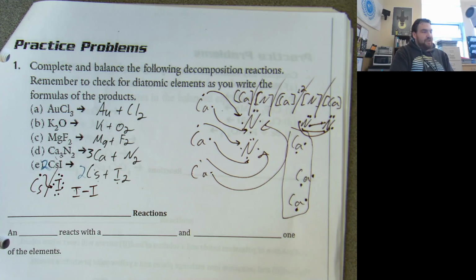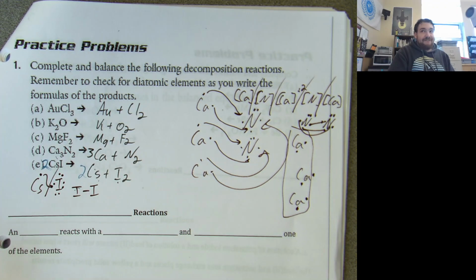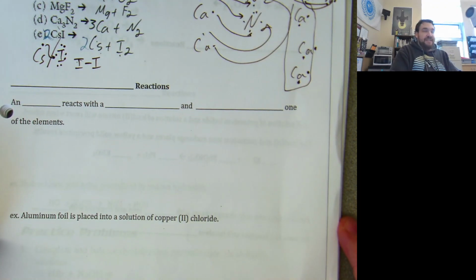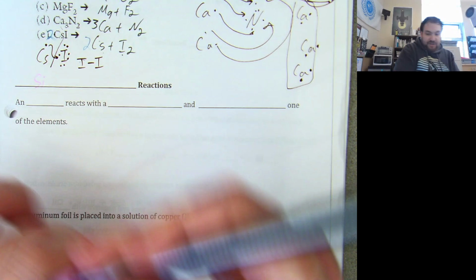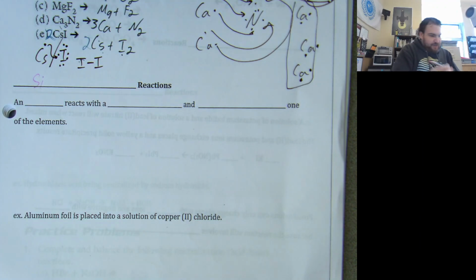Okay. So we've got the synthesis and the decomposition. Perhaps you've noticed those are exactly the opposite of each other. Let's do the next one. Single replacement reactions. I'm not going to use purple because that's hard to see. Let's use pink.